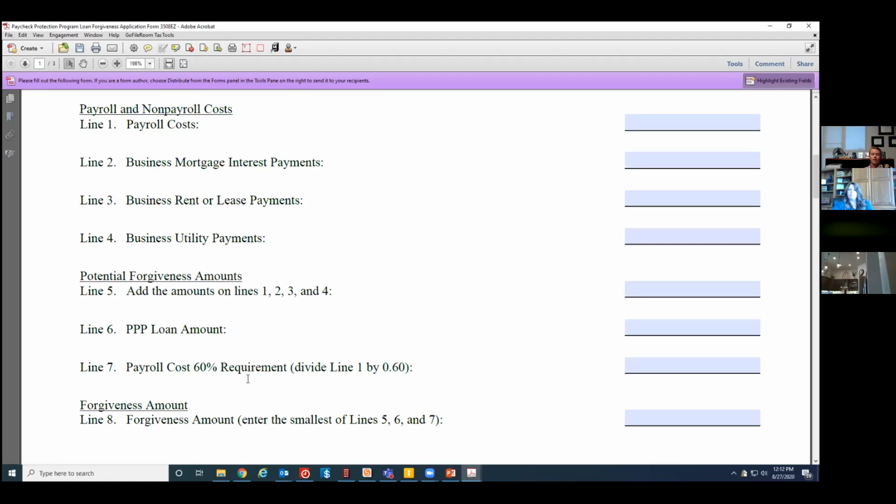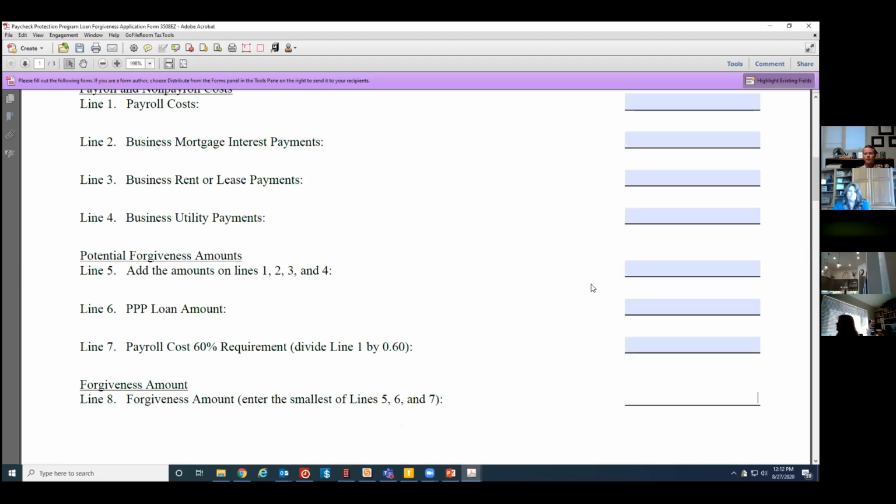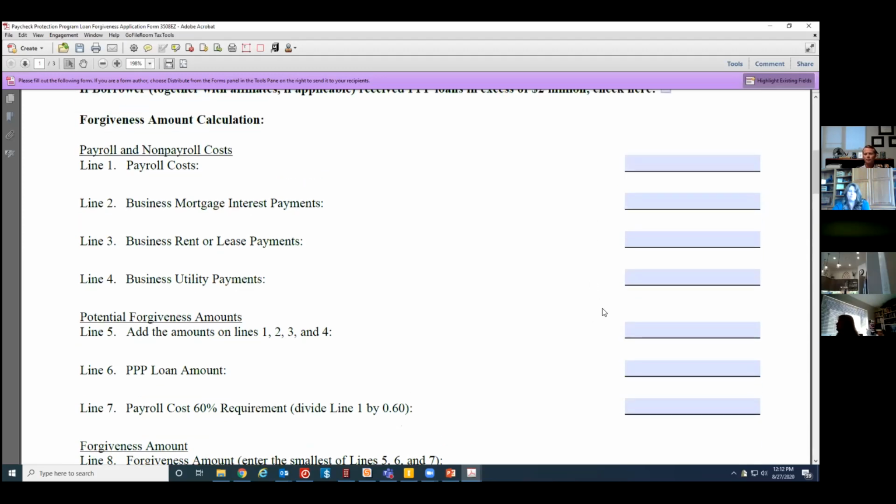Of the total amount of the funds needed to be used for payroll, it was originally 75%. They reduced that to 60%. And as long as you meet that requirement, basically you can get full forgiveness here. So that's really the extent of the easy form, entering those in if you did meet the initial qualifications there.